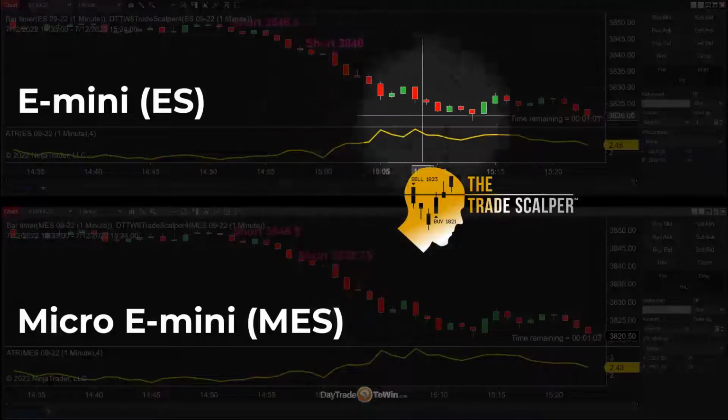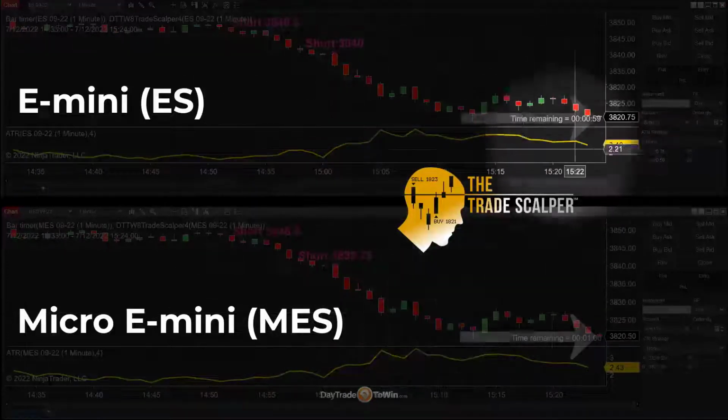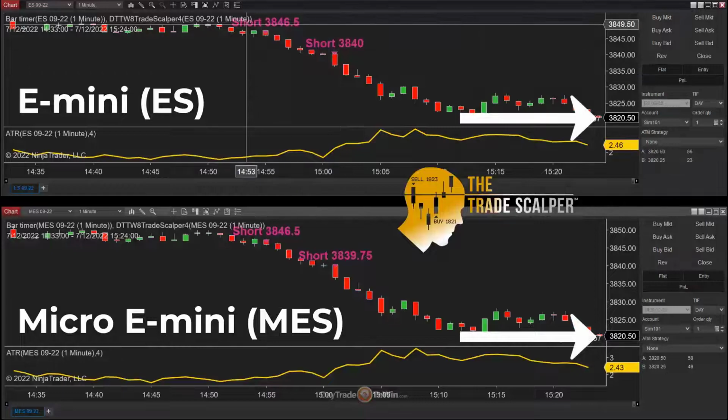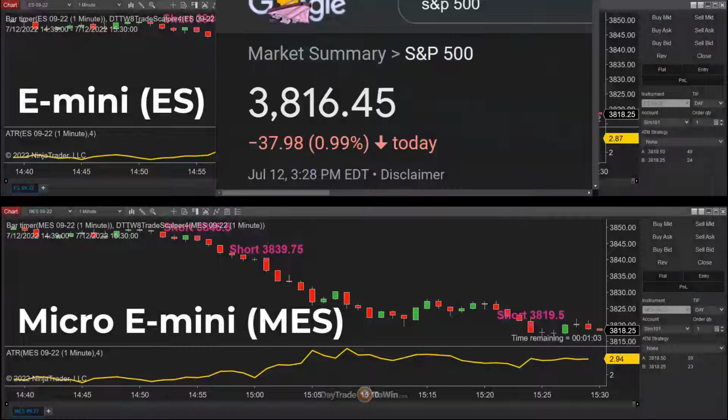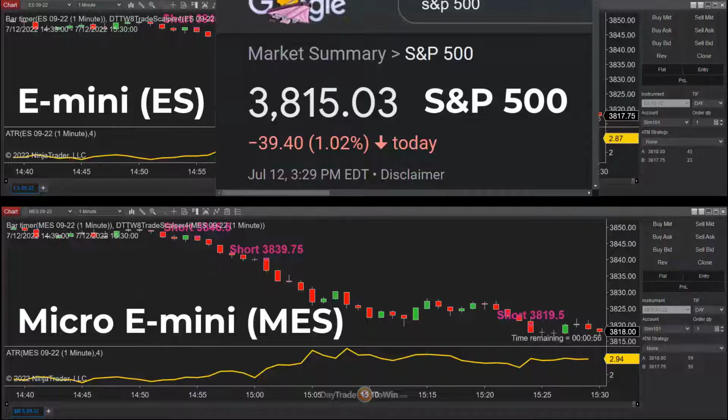The overall movement of the candles is very much the same, as is the current plotting price at around 3820 for both. The E-mini and the micro are both right in line with the S&P 500. There should be no surprise there, although the S&P 500 as provided by Google is going to be delayed by several minutes, usually about 10 to 15, whereas the price movement on the chart is generally considered real time.